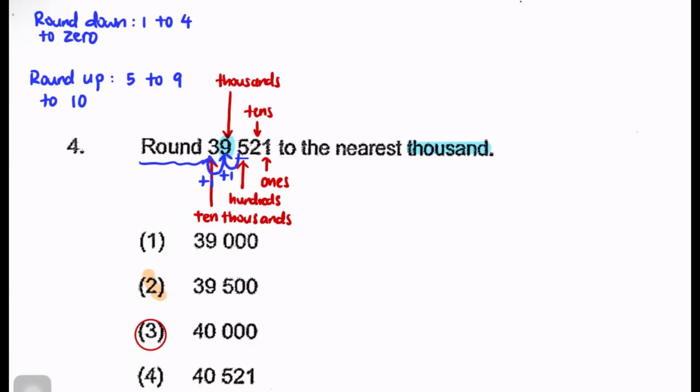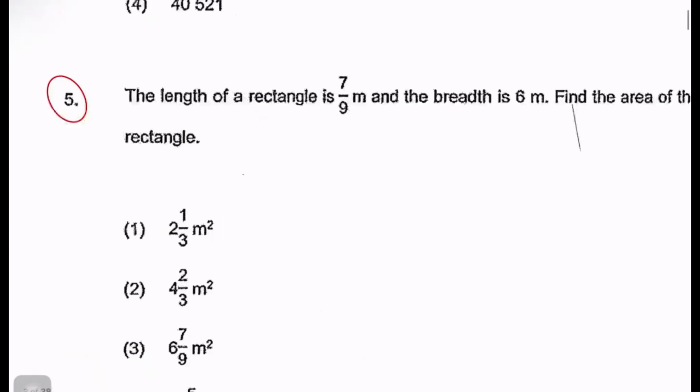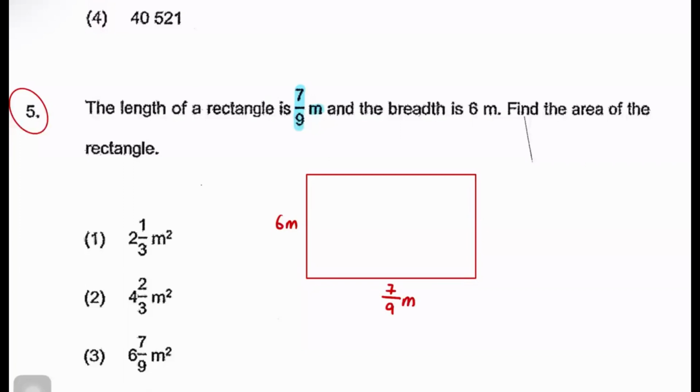Then we move on to question 5. The length of a rectangle is 7/9 meters. This is a fraction with unit measurement, meters. And the breadth is 6 meters. Find the area of the rectangle. Let me draw the rectangle. The breadth here is 6 meters, the length 7/9 meters.